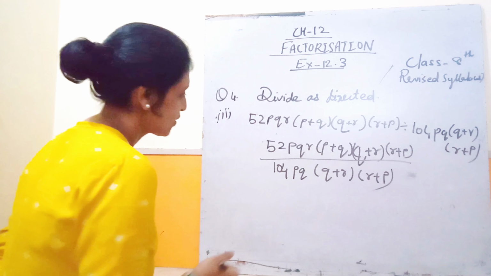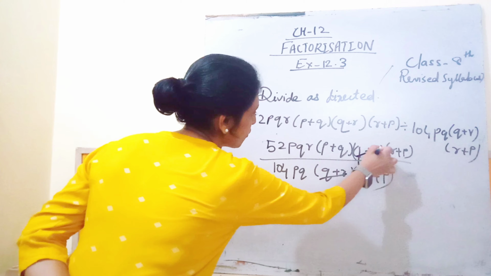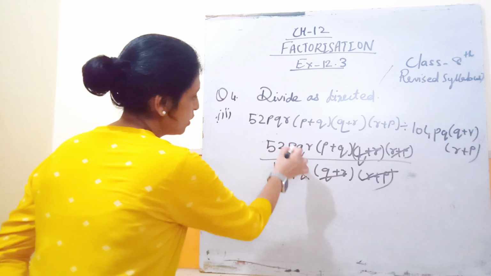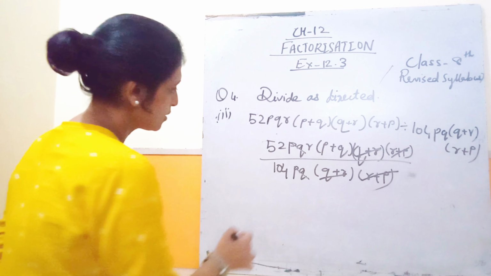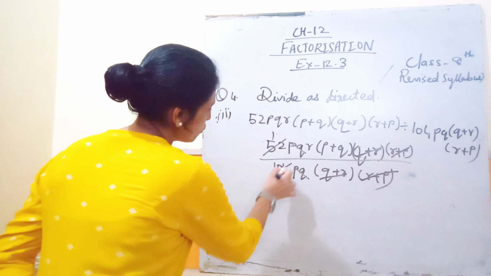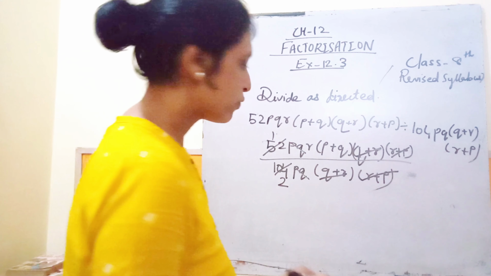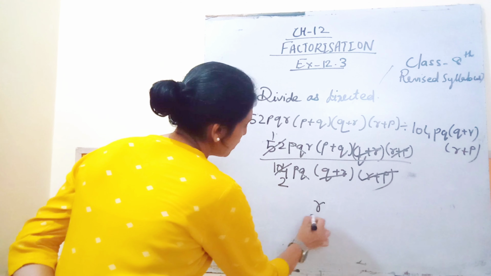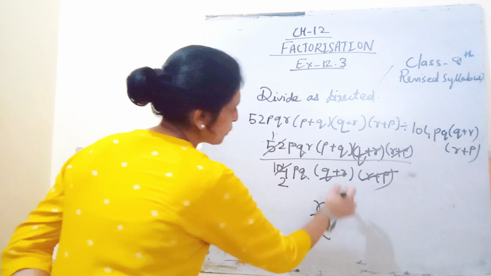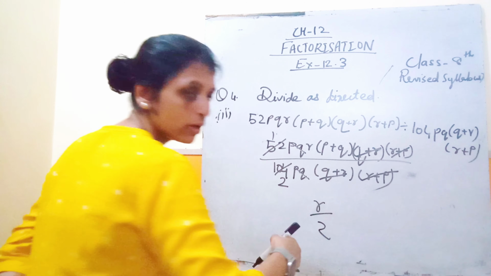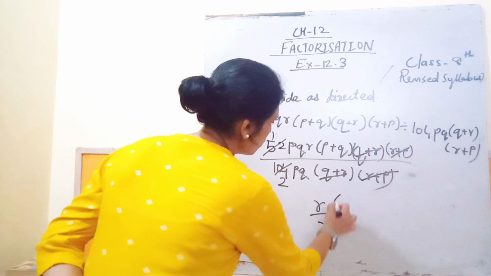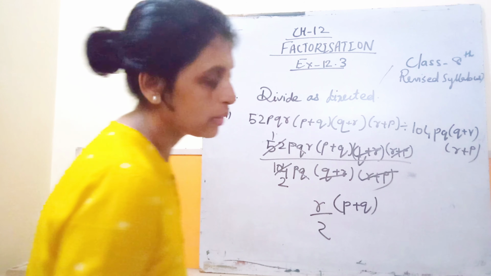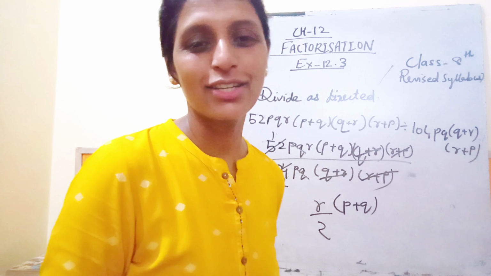Here this (q + r) will get cancelled, (r + p) will get cancelled, this pq and this pq will get cancelled. 52 ones are 52, 52 twos are 104 here, 104. So we get the solution as r upon 2. All these terms in the denominator got cancelled, so we are left with only 2, and in the numerator we get r(p + q) by 2. So this is the solution to the part.